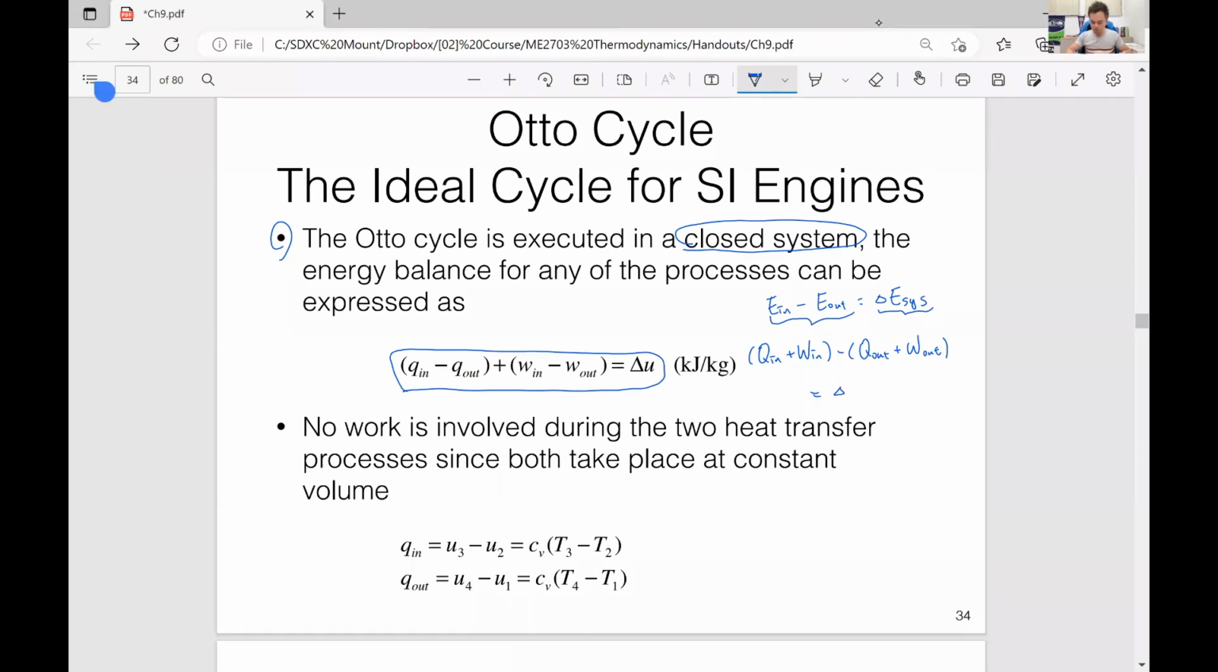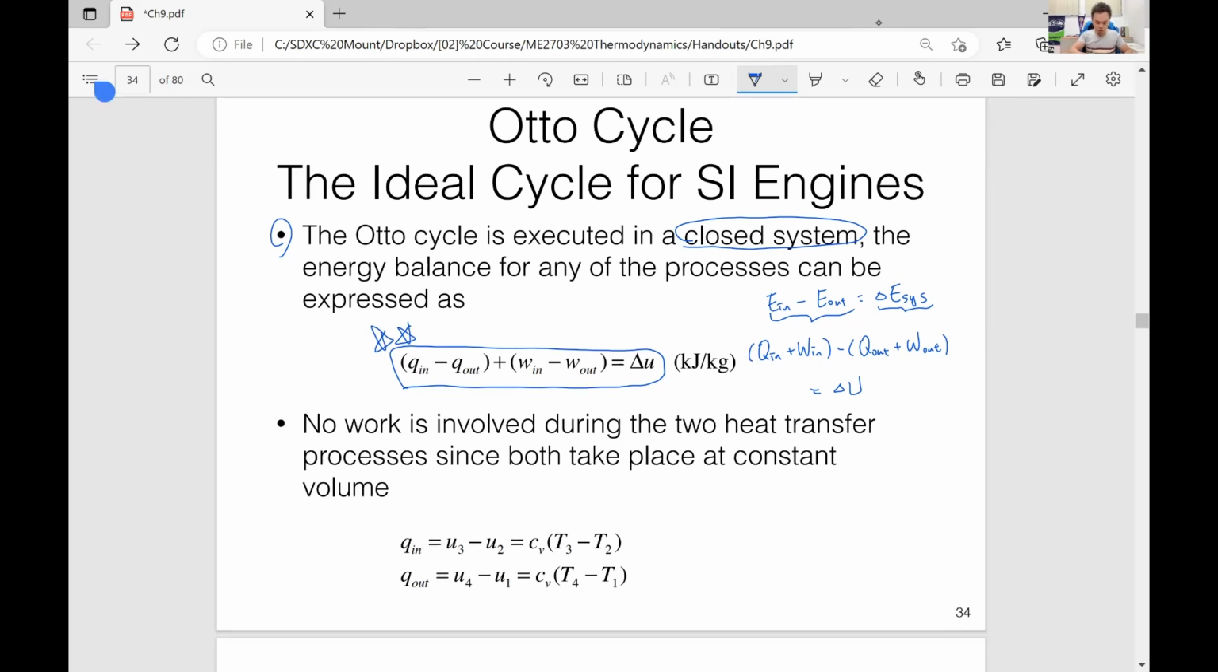the internal energy change, under a standard assumption. We neglect the kinetic energy change. We neglect the potential energy change. So the energy change for a system is just the internal energy change. Then if we divide by the mass, all these uppercase letters will become lowercase letters. That would be this equation.